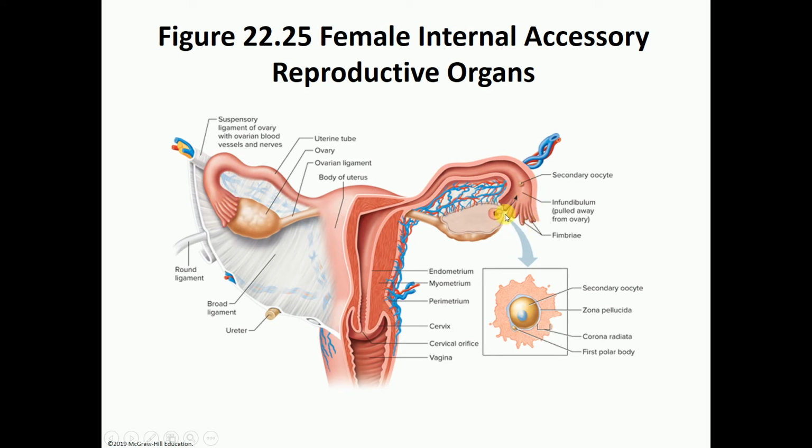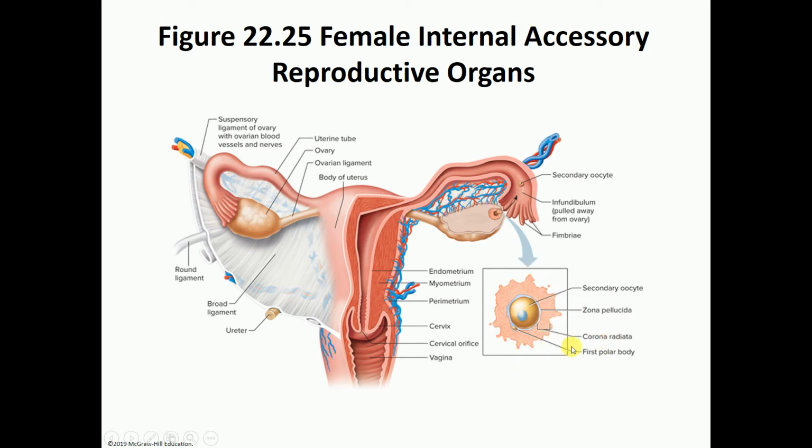It's made out of the fimbria, which are these finger-like projections. These finger-like projections are going to take that ovulated egg. Here you can see the ovulated egg made out again of the secondary oocyte, surrounded with that zona pellucida, and a whole crown of follicular cells that we call the corona radiata.